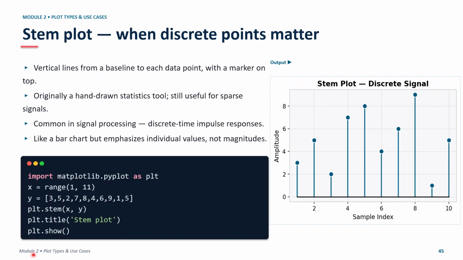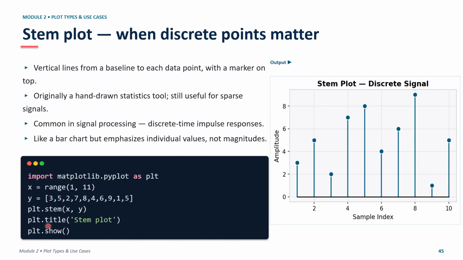Now let us look into the code for drawing the stem plot. Let us import the matplotlib library, and I've given the range of values from 1 to 11, so 10 positions. So 1 to 10 is going to be the value for the X variable. And for Y, I'm going to give the 10 signal values. The 10 signal values are 3, 5, 2, 7, 8, 4, 6, 9, 1, and 5.